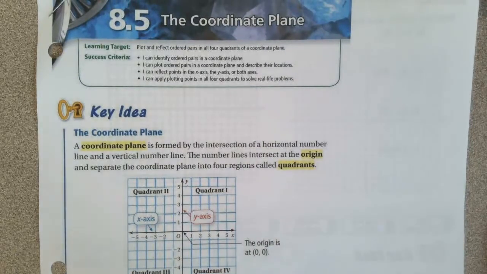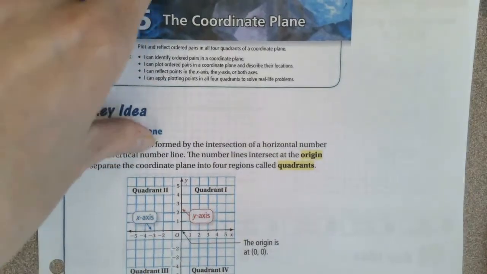Today we are diving a little bit deeper into the coordinate plane. We are going to look at all the different parts, identify ordered pairs, plot ordered pairs, describe how we get there, and then end with some reflecting.